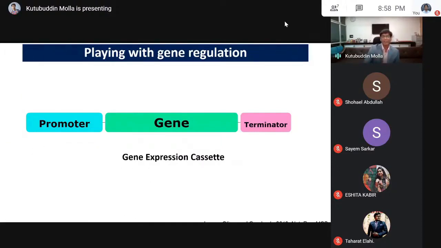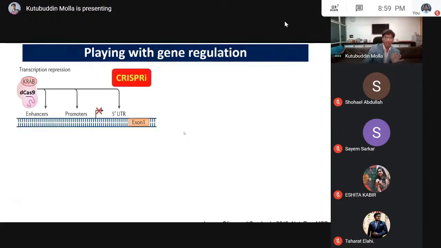Suppose, in order to express a gene, in order to produce protein from a gene, you have to have this kind of cassette where the promoter controls the expression of the gene and the terminator stops the expression of that gene. So this is the expression cassette. Now this is a dCas9, or deactivated Cas9. When you give this dCas9 the guide RNA, that is the address for the dCas9, it will go to that address and bind, but it will not make any cut because this is a deactivated Cas9.